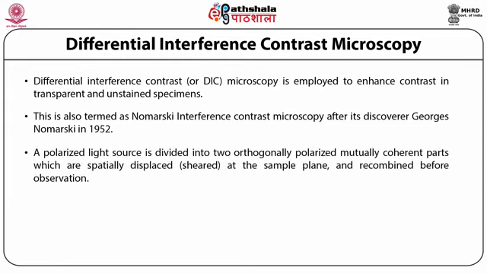A polarized light source is divided into two orthogonally polarized, mutually coherent parts which are spatially displaced, sheared, at the sample plane, and recombined before observation. The interference of the two parts at recombination is influenced by the optical path difference, that is, the product of refractive index and geometric path length between them.